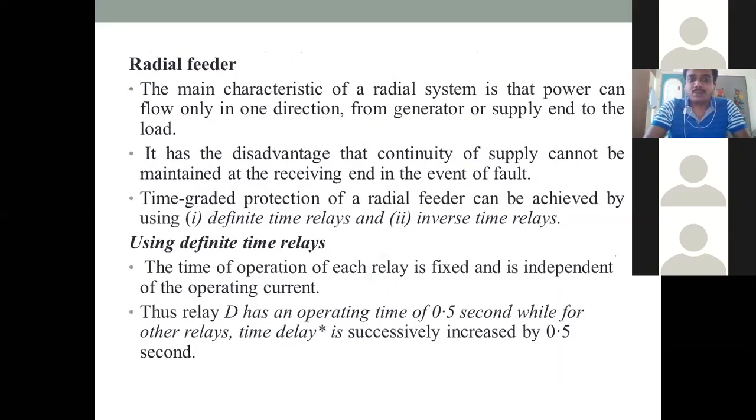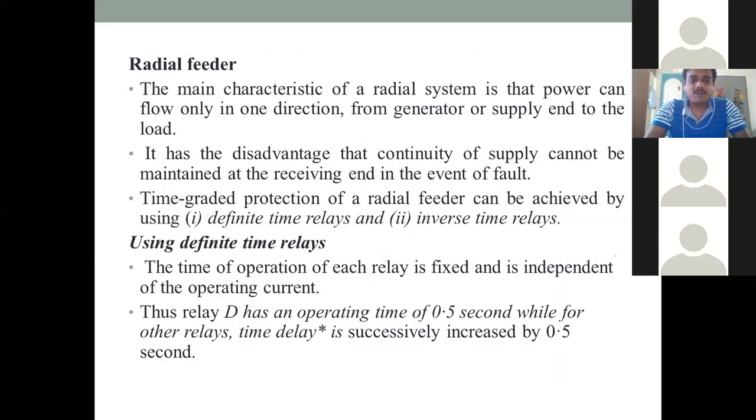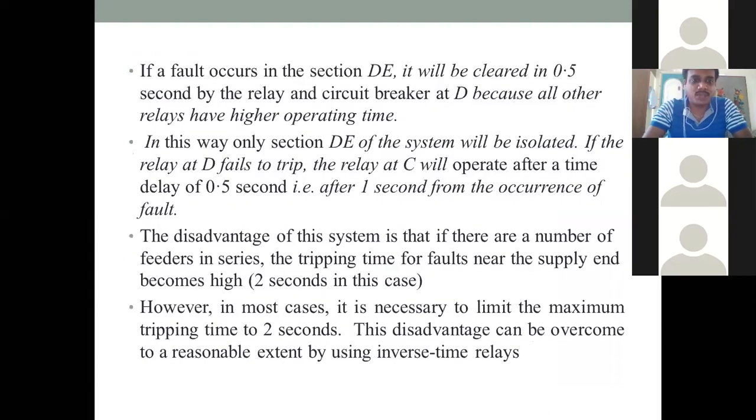Time graded protection of a radial system can be achieved by 2 methods. One is definite time relay, another one is inverse time relay. Definite time relay has a fixed time and it operates with that fixed time. That is called definite time. The time of operation of each relay is fixed and independent of the operating current. It does not depend upon how much current is flowing. It may be any amps of current, it doesn't matter. It depends only on the time. You can take the same examples, okay.